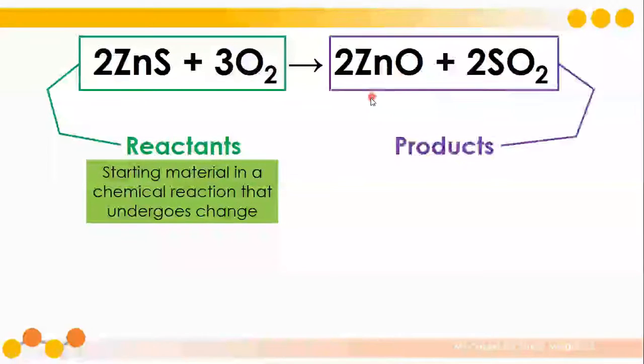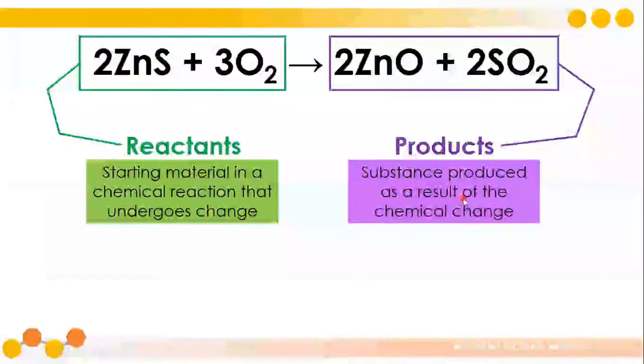Okay? On the right side of the equation are what we call products. These are substances that are produced as a result of a chemical change. So combining the reactants, we will be having products. Okay? From the name itself, these are what is produced during an experiment or during a chemical reaction.